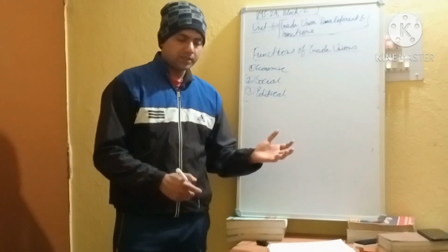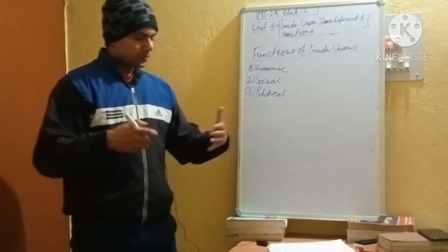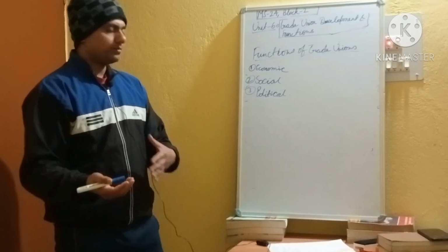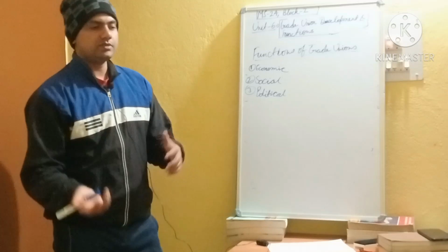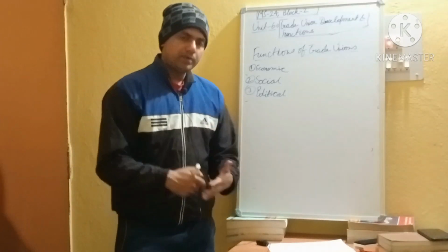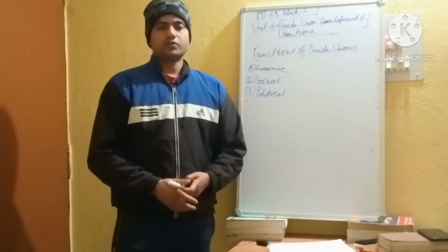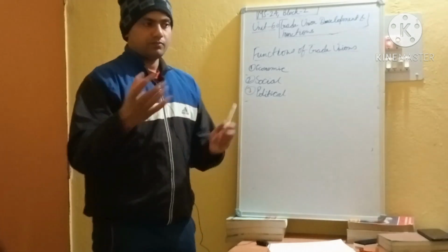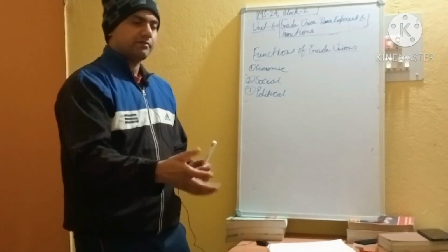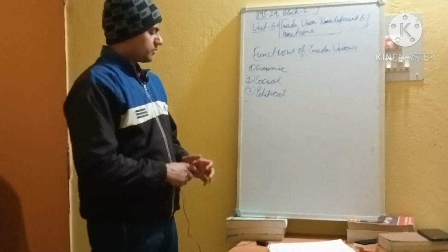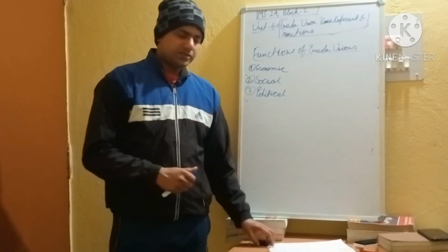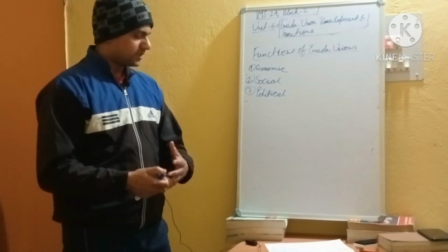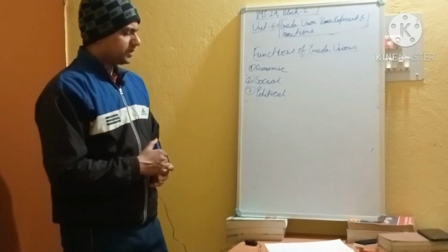The third one is the political function. In the political function, trade unions try to influence the government to make policy decisions which are in favor of them. It means influencing the government to make policies so that workers will get benefit from them. So that is the political function. Then we have the recent trend. What kind of recent trend? That is the steady decline of trade union membership.